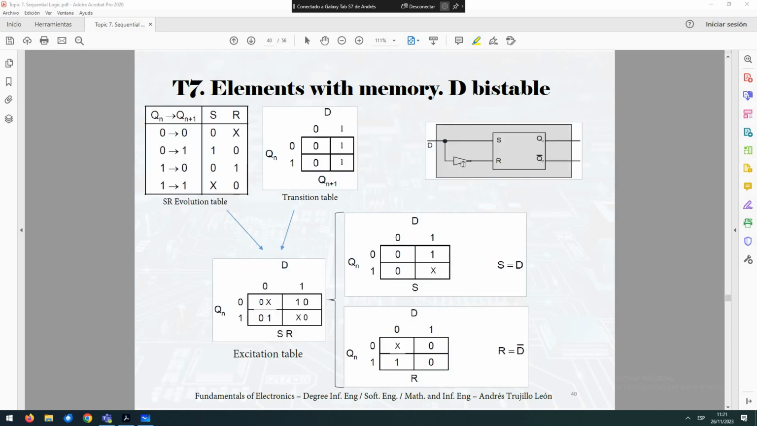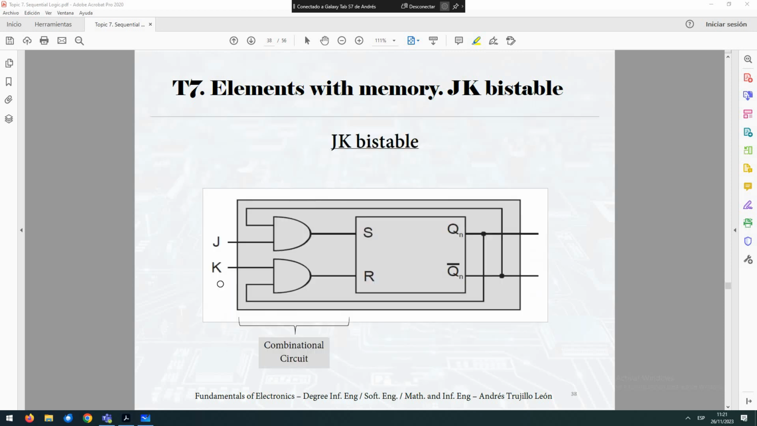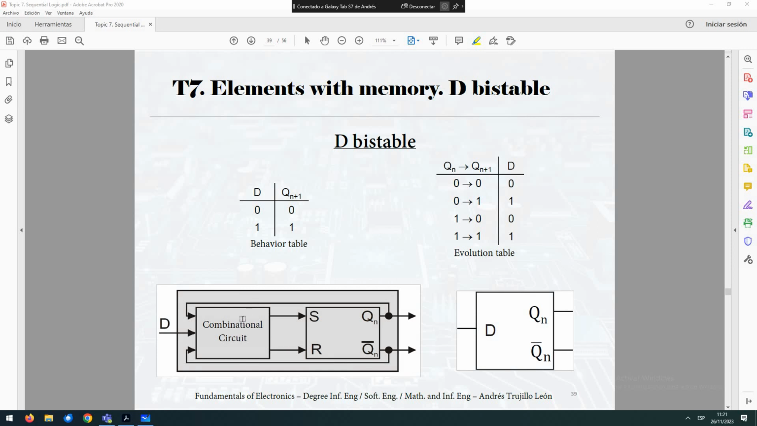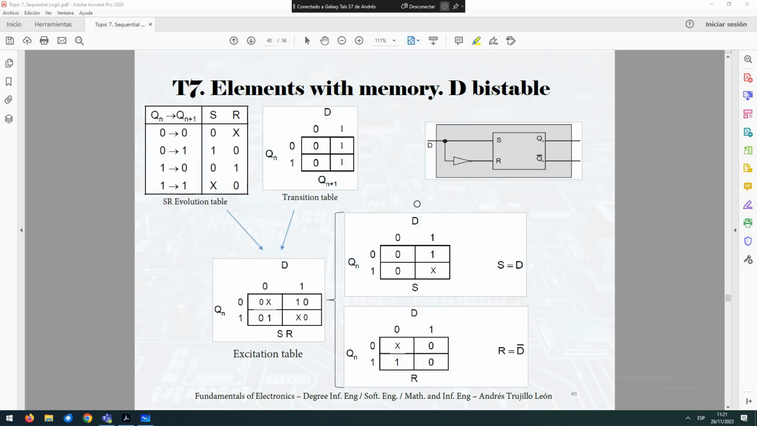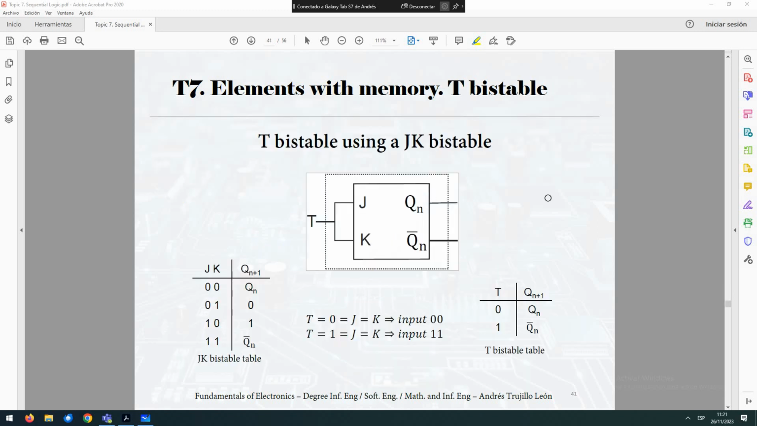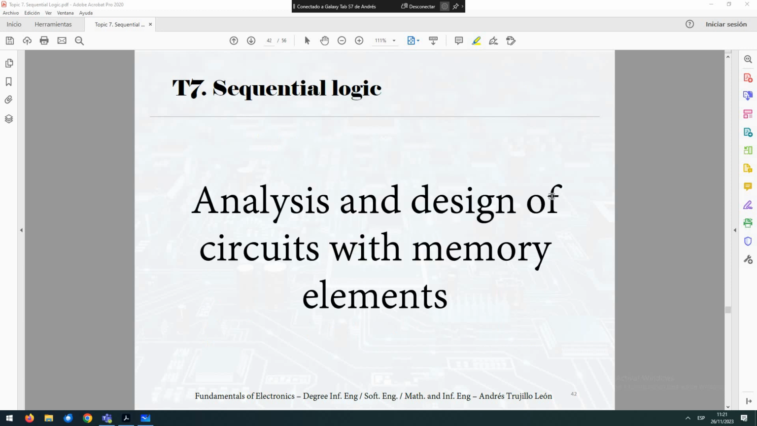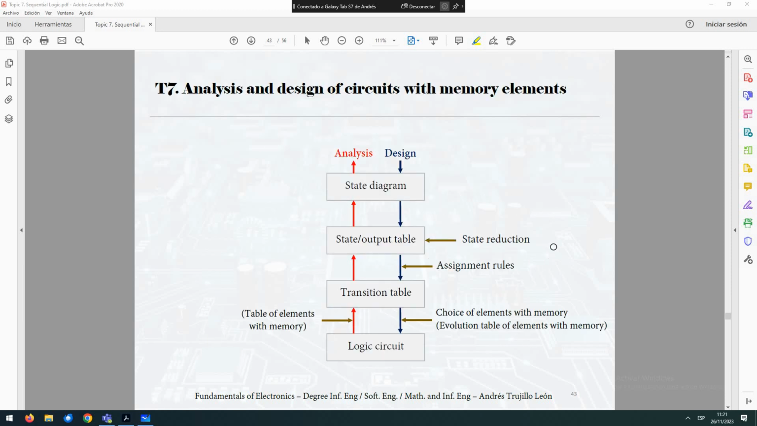In this case, it was just an inverter, but in other cases, it can be more complex. Here we have two AND gates, and we are going to see examples in which this combinational circuit is complex. So if we can save on the combinational circuit as well, we are going to save a big cost in the design of the circuit. So the next tool that we have to learn is the assignment rules.